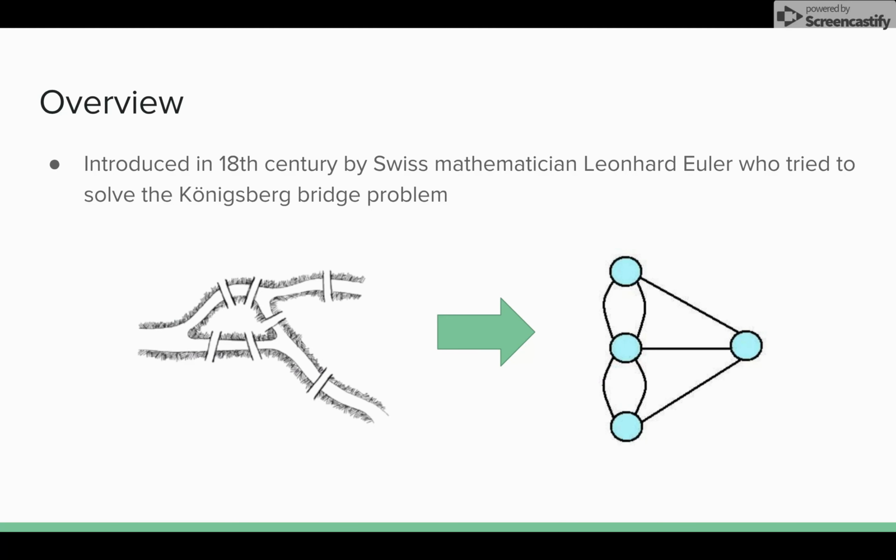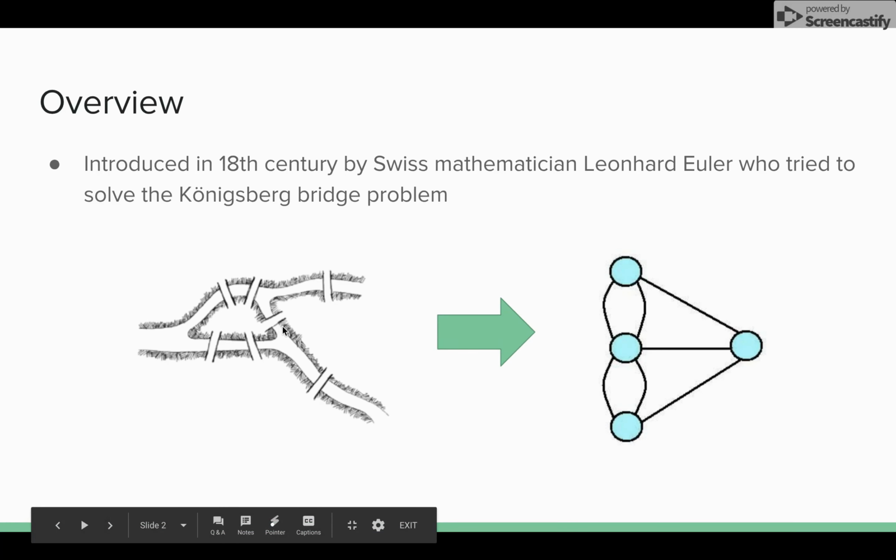Graph theory was first introduced in the 18th century by Swiss mathematician Leonhard Euler, who was trying to solve the Königsberg Bridge problem. The problem involved traversing all the bridges you see here, but only once. Now, Euler determined that there was no solution to this problem, but it was the way that he determined it that led to the foundation of graph theory. He represented each of these land masses as vertices and each of these bridges as edges.